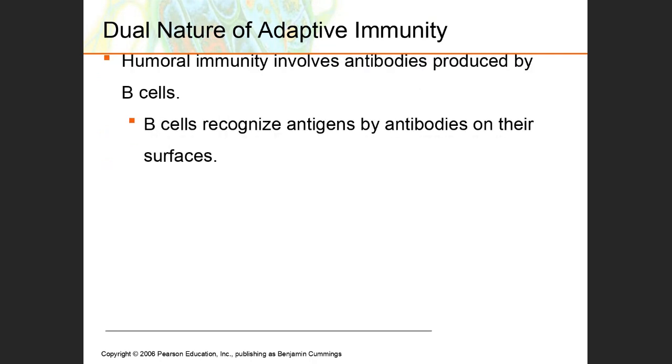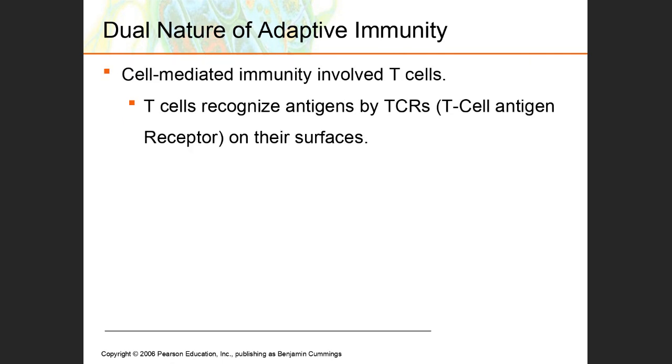So about half of your immune response is called humoral immunity, and that involves antibody production. And it's the B cells or B lymphocytes that create the antibodies. And as we'll see, the B cells actually have antibodies attached to them, and those antibodies act like a receptor or an antenna to interact with antigen. But it's the B cells that make the antibodies.